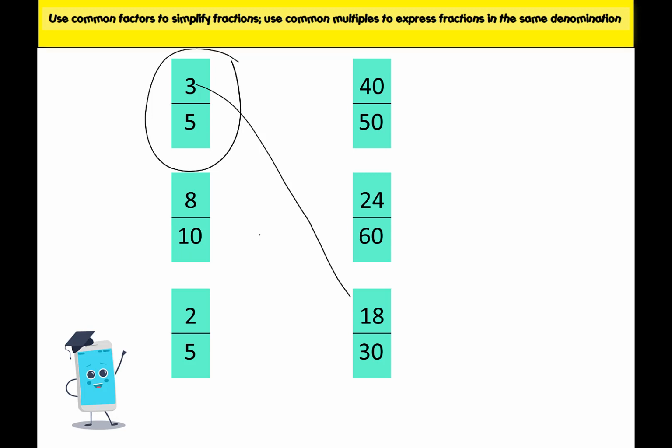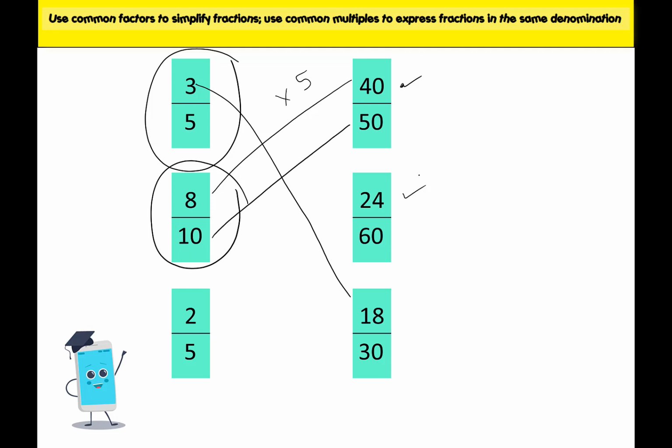Okay, let's look at our next one now. Let's now look at 8/10. Well, 8 actually fits into 40 and it fits into 24. Let's see which one has the equivalent fraction. So 8 fits into 40 5 times. 10 fits into 50 also 5 times, so that one actually works. So 8/10 is equivalent to 40/50.